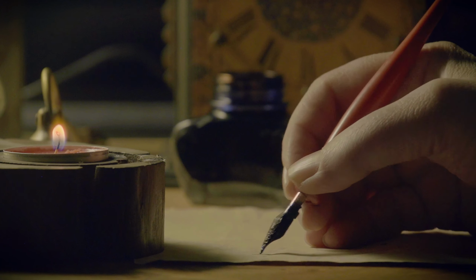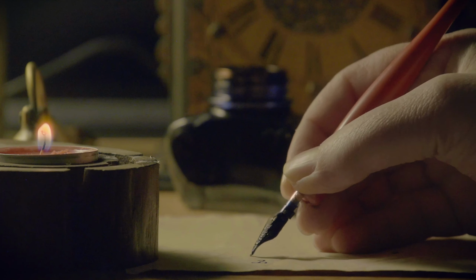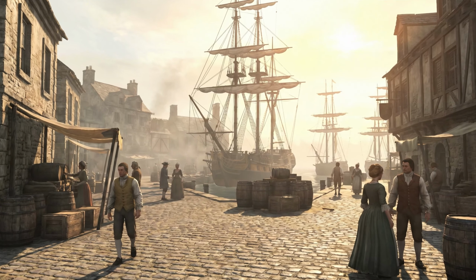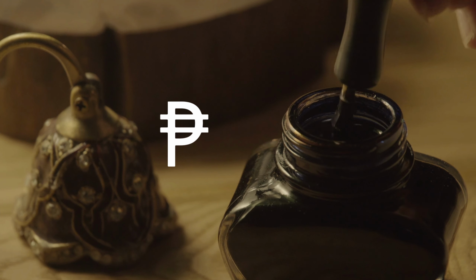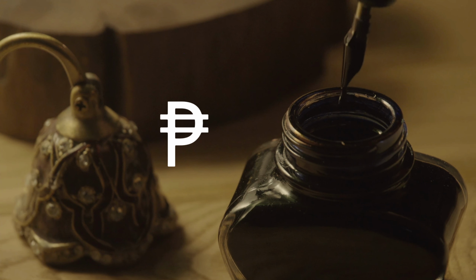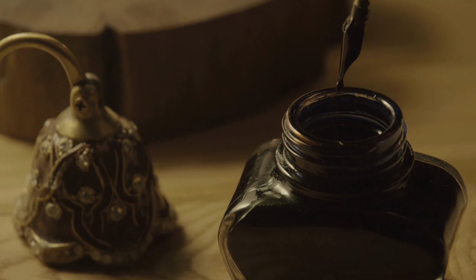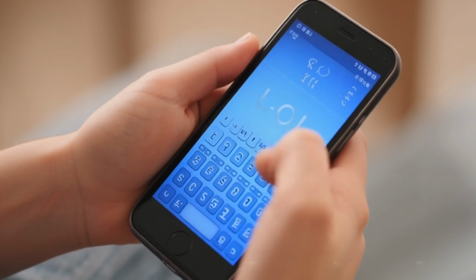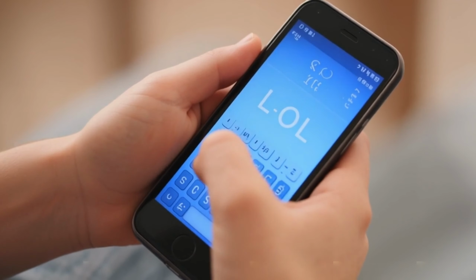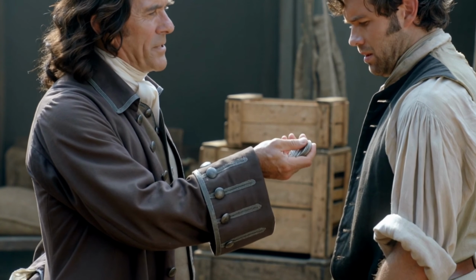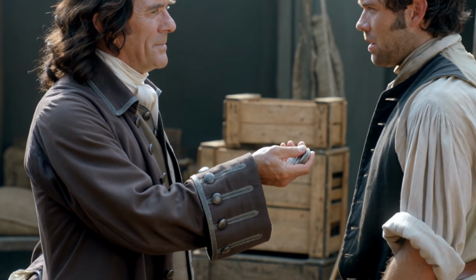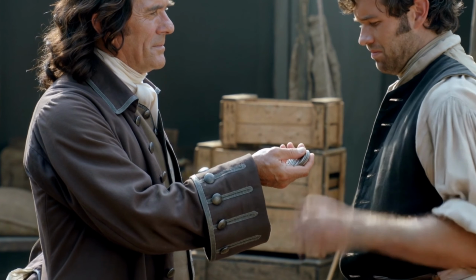But there was a problem. In a world of fast-moving trade, bookkeepers were drowning in paperwork. Imagine being a merchant in a hot New Orleans port, writing the word pesos 10,000 times a week with a quill pen. Human nature does not change. Just like you use LOL because you are too busy to type, these merchants were desperate for a shortcut. And that desperation led to the most successful accident in financial history.